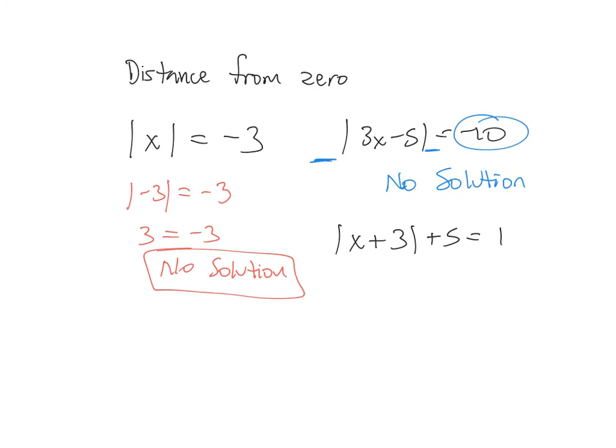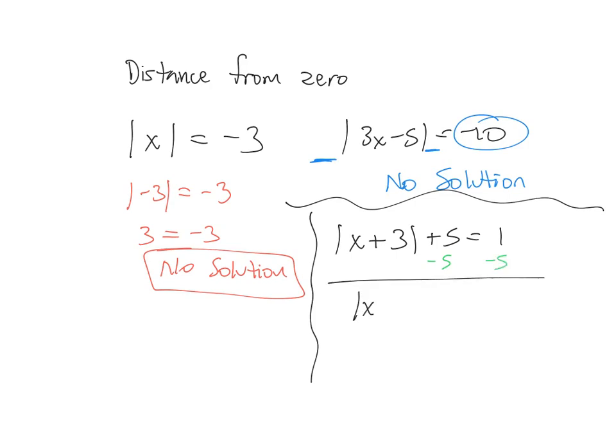So that's our original problem. Get the absolute value by itself. So I would do minus 5 over here. Don't do anything to the absolute value. 1 minus 5 is negative 4. And no matter what number you plug in for x, when I do plus 3, the absolute value distance is positive. So because of that, negative, no solution.